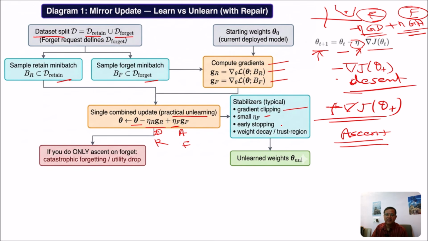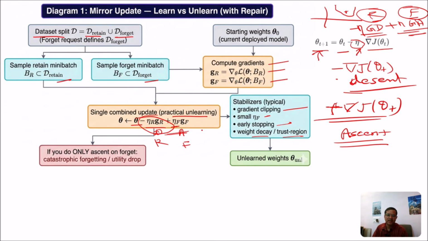And we can also apply early stopping so that we can get the balanced stage. We can apply the weight decay and trust region also to get the best model score. Now another thing is, you may ask the question: what is the need of this part?